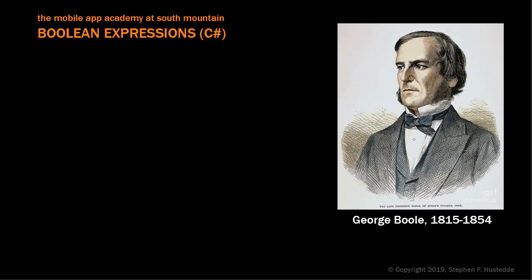George Boole was an English mathematician in the mid-1800s who taught at Queen's College in Ireland. He's well known for his work in differential equations, but probably best known for his work in algebraic logic, and particularly the idea of Boolean expressions and Boolean values, which is the basis for how our computers work. So without George Boole, we may not have computers.